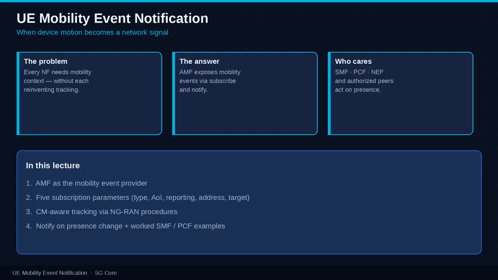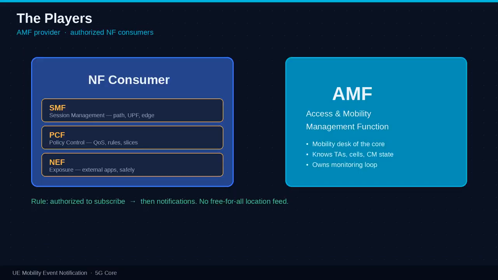In this lecture, we will unpack how the Access and Mobility Management function, the AMF, exposes mobility events, what you put in a subscription, how the AMF actually watches the UE, and three worked scenarios that show the same API doing very different jobs. Start with the cast.